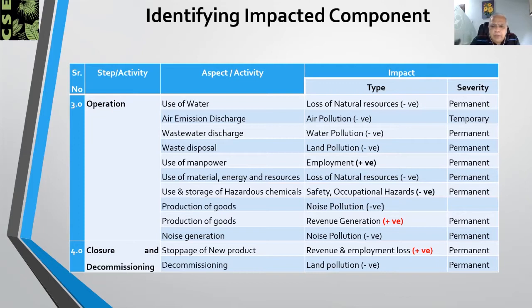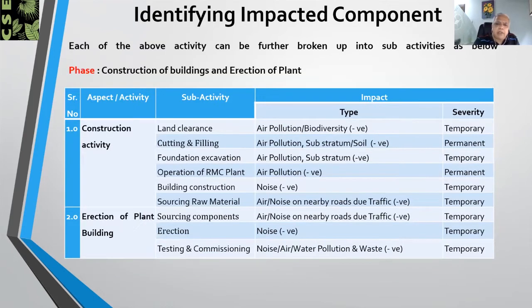Now, coming to closure and decommissioning, the principal impact is due to land pollution, which will be more or less because of the fact that this manufacturing plant will become redundant and will be just lying around idle. And if it is not made environmentally benign, then we may have problems of land pollution.